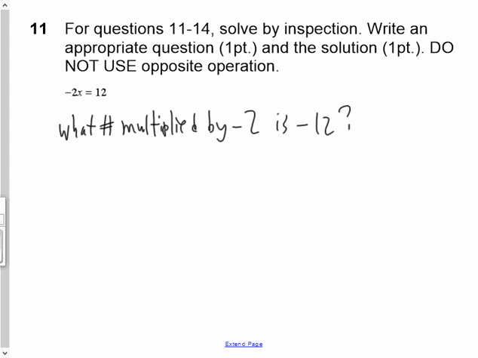What number multiplied by negative 2 is positive 12, not negative 12? The answer, therefore, is negative 6. So x will equal negative 6 because negative 2 times negative 6 is 12. So you got 1 point for this and 1 point for this. Now, you didn't have to have exactly that sentence, but a variation of that was necessary for your other point.